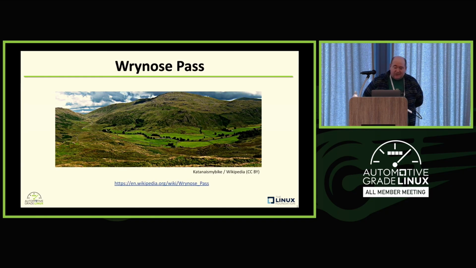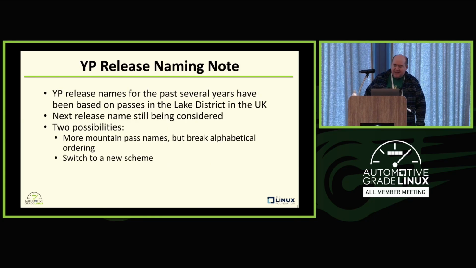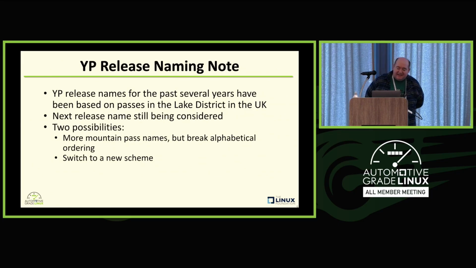So what is Wrynose? This is actually a picture of Wrynose Pass in the United Kingdom. Richard Purdy, who's the maintainer of Yocto Project, lives nearby what's called the Lake District in the United Kingdom, and so he's been using names of different passes. All these code names for the releases have been coming from places in the Lake District, and he's sort of run out. And so the next release name is still marked as TBD on the website for Yocto.